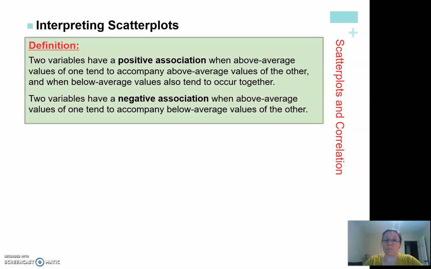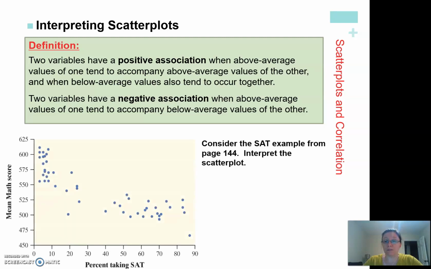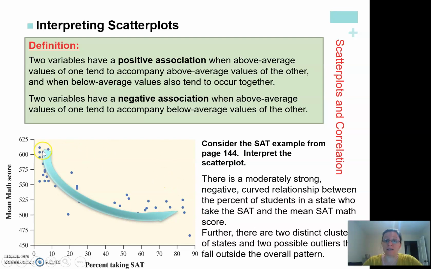So when you're interpreting, you're going to look for the positive or negative association, right? So when you look at this SAT example right here, this is percent taking SAT, and this is the mean math score, right? Page 144 of your book has this example. You can tell that the form is not quite linear, right? So it is moderately strong because you can see the form in this relationship, right? It's negative, it's curved, right? It's not linear, it's curved, right?